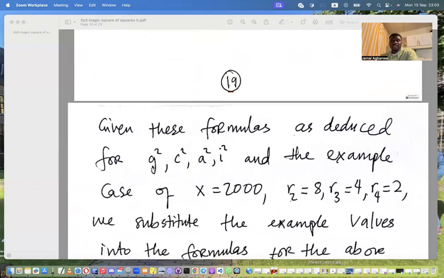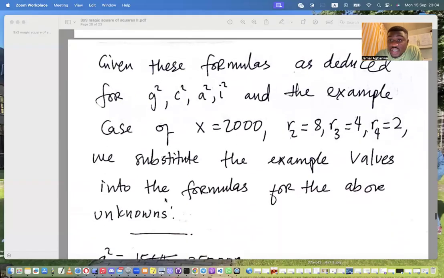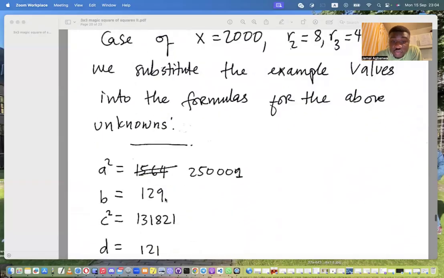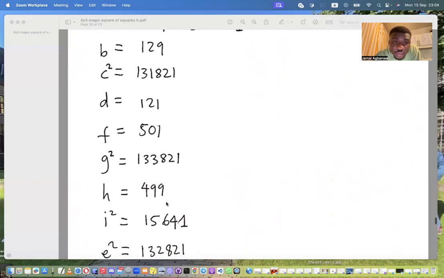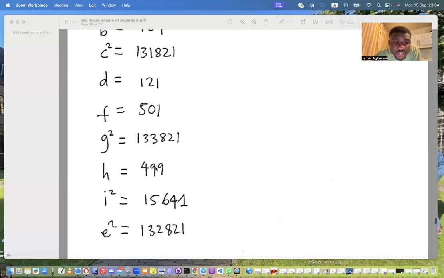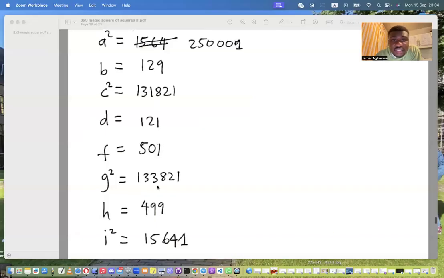Given these formulas as deduced for g squared, c squared, a squared, and i squared, and an example case of 2000, r subscript 2 being equal to 8 and all of these things, we just made raw substitutions to see. So we had these eight different values, and we find out the only true integers here are b, d, f, and h. The rest are non-integers.